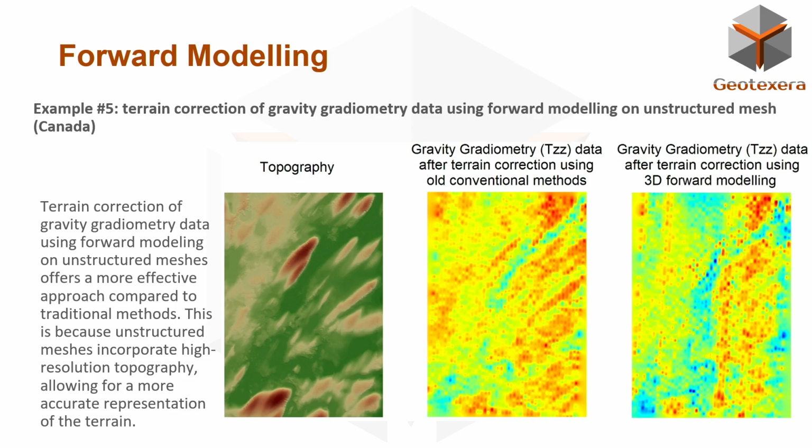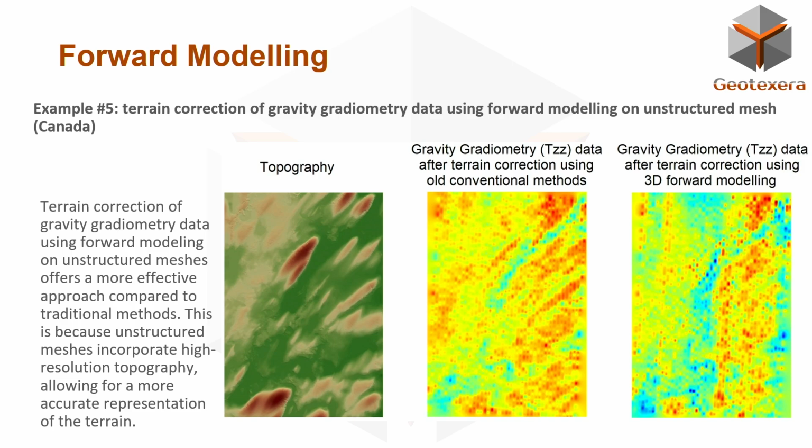The middle figure is the gravimetry data after the terrain correction using the conventional method that they used. You can see clearly the signature of the topography is still there. Why? It shouldn't be like this because it's after the terrain correction. Maybe the terrain correction is not really helpful with the method that they use. We tried forward modeling for the terrain correction, and since the unstructured mesh enables us to have high-resolution topography, we were able to reduce the topography signature significantly from the data and have a model like this.